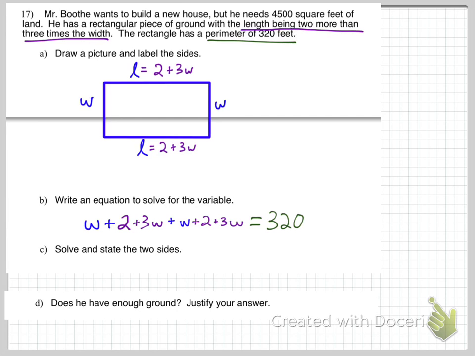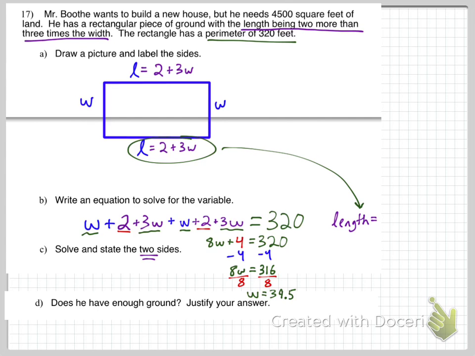So now that we've done part B, let's solve for the variable and state both sides. So I'm going to combine like terms, collect all the w's and collect all the constants. Those are the 2's there. So 8w plus 4 equals 320. Subtract 4, divide by 8, and w is 39.5. But notice it says state the 2 sides, so we need width and length.